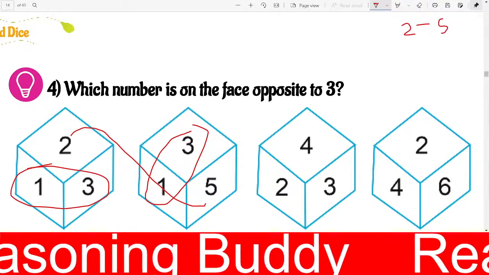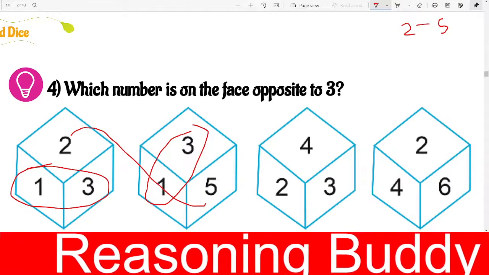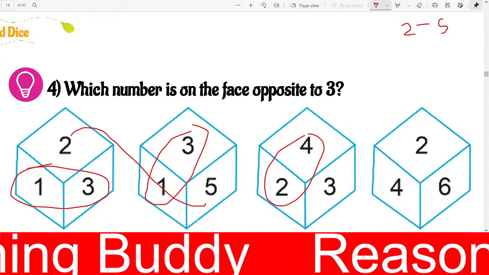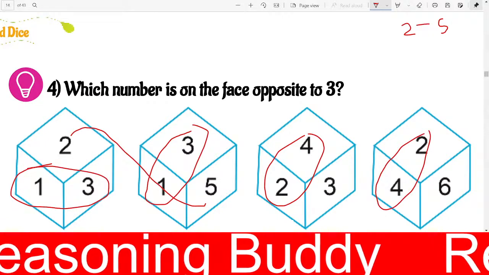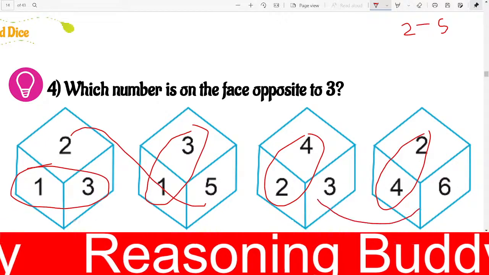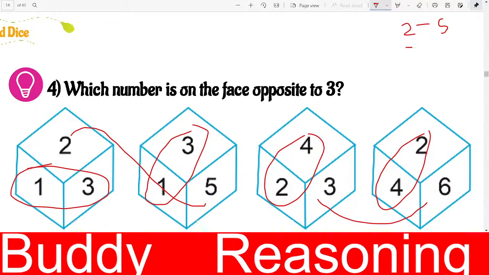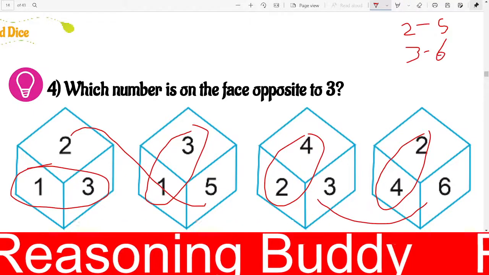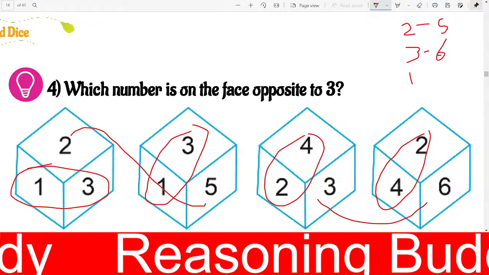So next, here you can see 2, 4 are common, and here also again 2, 4 are common. So then 3 and 6 should be opposite sides. So that is 3 and 6, and remaining are 1 and 4 are opposite faces.